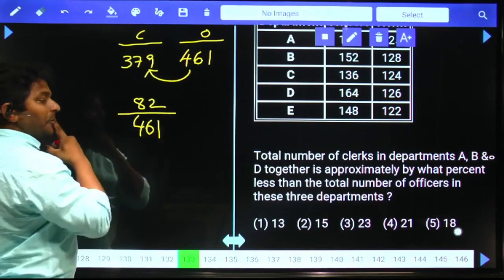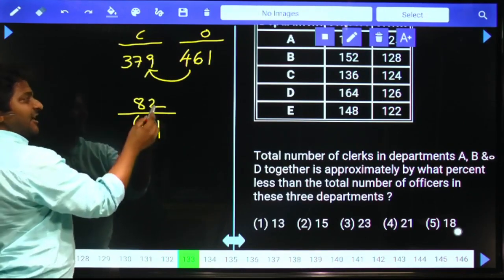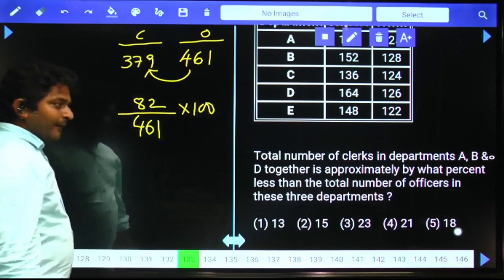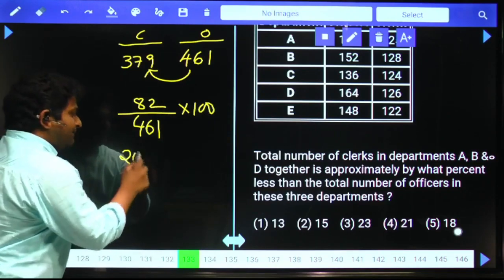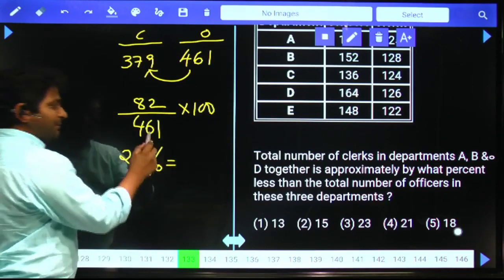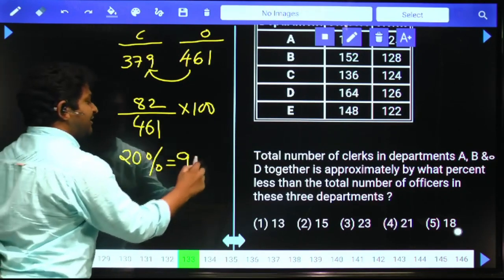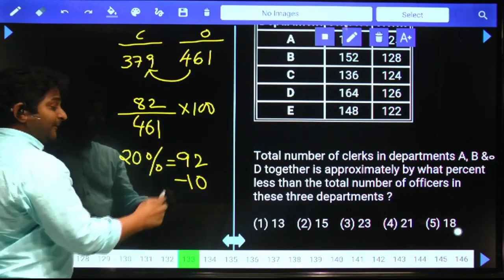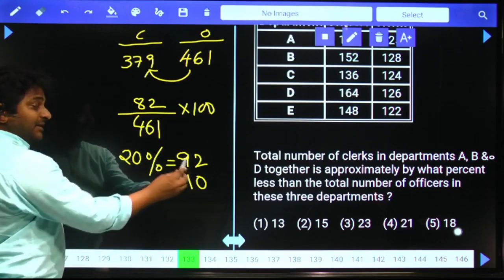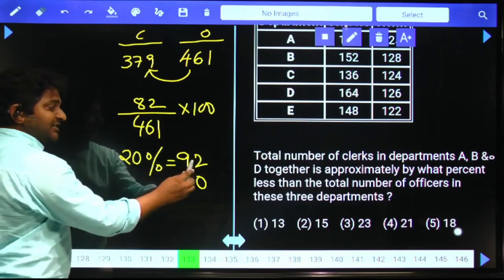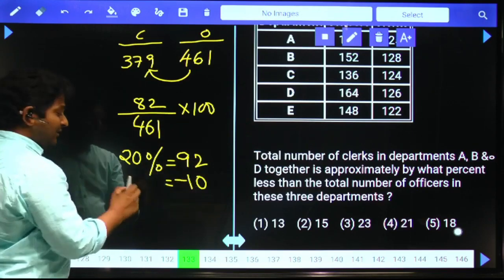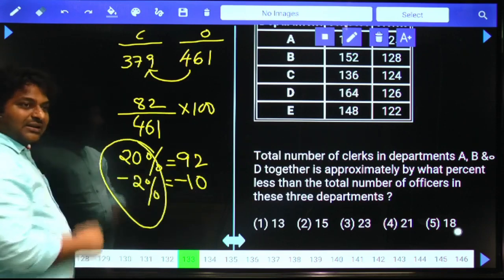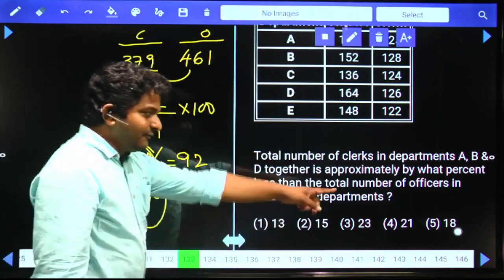82 less from 461, percentage into 100. Now 10 percentage of denominator is 46, 20 percentage is 92. And to get numerator, again we have to subtract 10. If 20 percentage is 92, 2 percentage is 9.2, approximately 10 only. Hence from this, if you subtract 2 percentage, final answer 18 percentage. Fifth option answer.